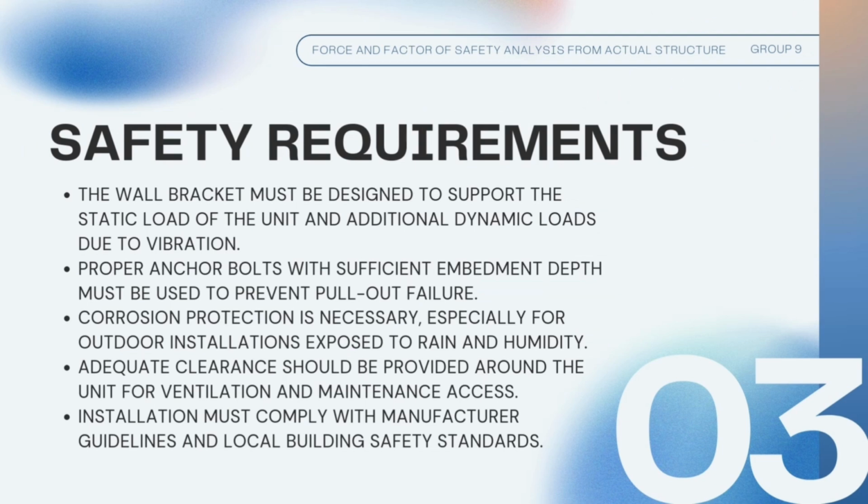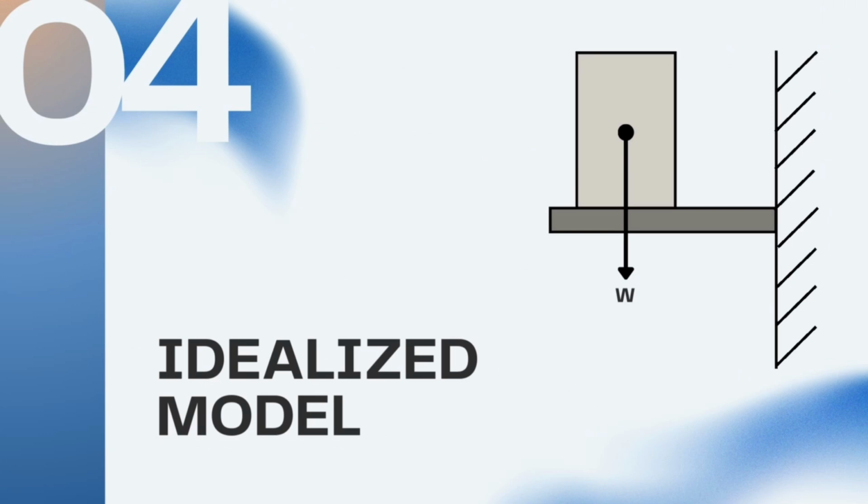From a safety perspective, the bracket must be able to support the static weight of the air conditioning unit and resist vibration during operation. Corrosion protection is important because the unit is exposed to the outdoor conditions, and proper bolt installation is required to prevent structural failure. For engineering analysis, the real structure is simplified into an idealized model. The air conditioning unit is represented as a point load acting at its center of gravity. The steel bracket is modeled as a cantilever beam, and the wall is assumed to be a fixed support. This chapter provides the foundation for later analysis by clearly defining the structure, materials, safety considerations, and modeling assumptions.